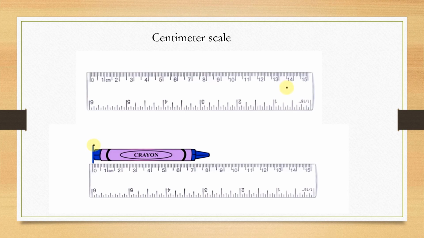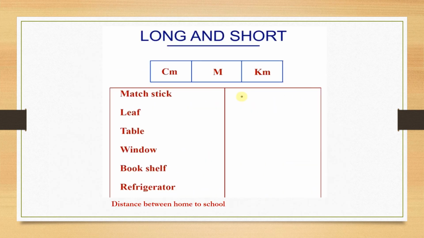So have you understood? Keep it in mind. Remember that whenever you want to measure the length of any object, first of all you keep one end of the object on 0. Then only you can measure the right length. Your answer will be right.